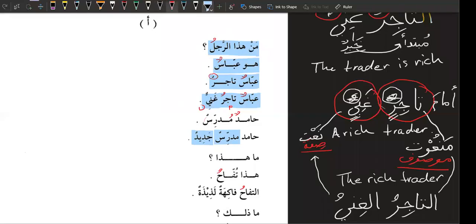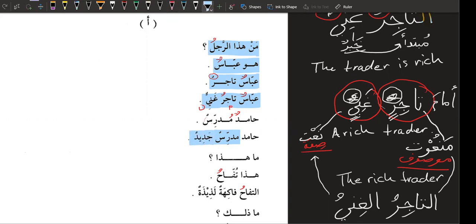And if we were to say, for example, Hamidun al-mudarrisu al-jadidu, it would translate as Hamid is the new teacher. Whereas Hamidun mudarrisun jadidun is Hamid is a new teacher.